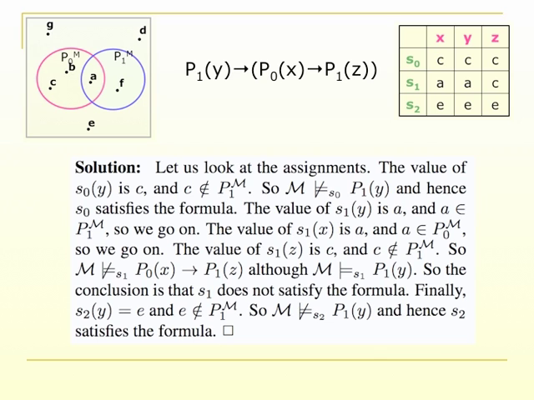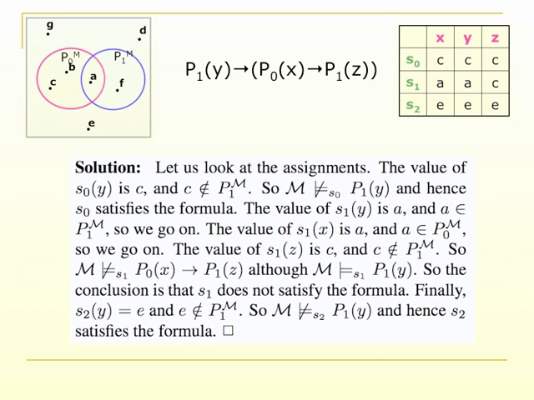Okay, now let's go to S1. The value of S1y is a, and a is in P1m. So now we cannot conclude that the implication is true because the hypothesis is false. So we look at the conclusion of the implication, which is another implication, P0x implies P1z. The value of S1x is a, and a is in P0m.